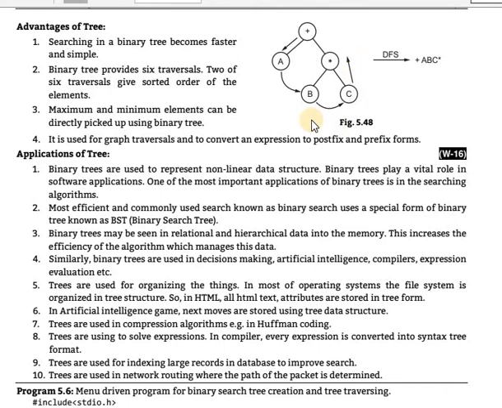Next point, advantages of tree. What are the advantages of tree? Searching in a binary tree becomes faster and simpler. A binary tree provides 6 traversals. Two of the 6 traversals give the sorted order of the elements.